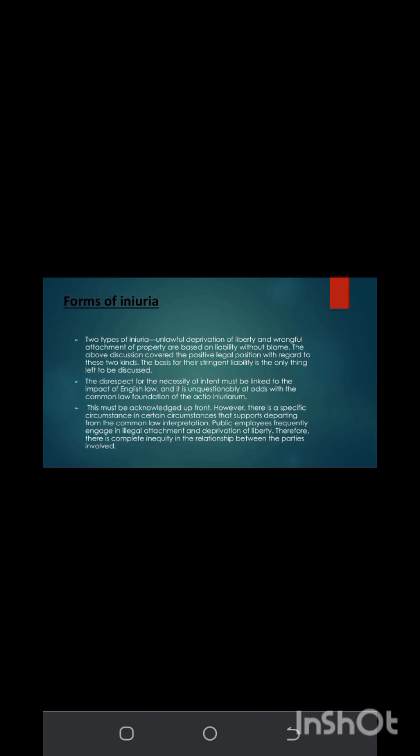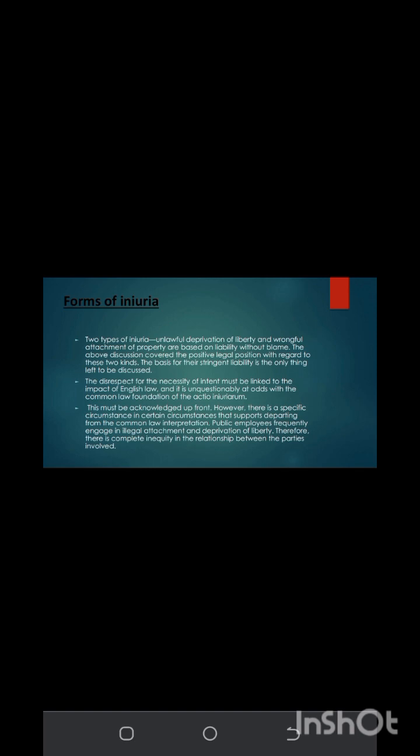Then we have two types of iniuria: unlawful deprivation of liberty and wrongful attachment of property, which are based on liability without blame. The above discussion covered the positive legal position with regard to these two kinds. This basis of strict liability is the only thing left to be discussed.